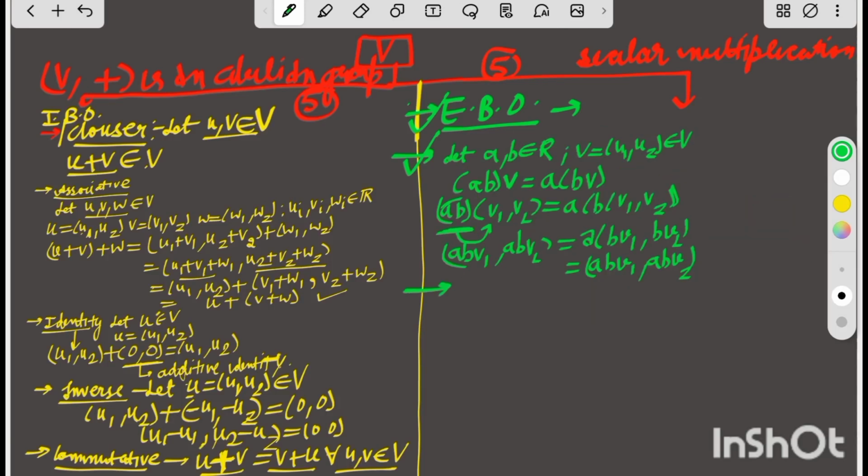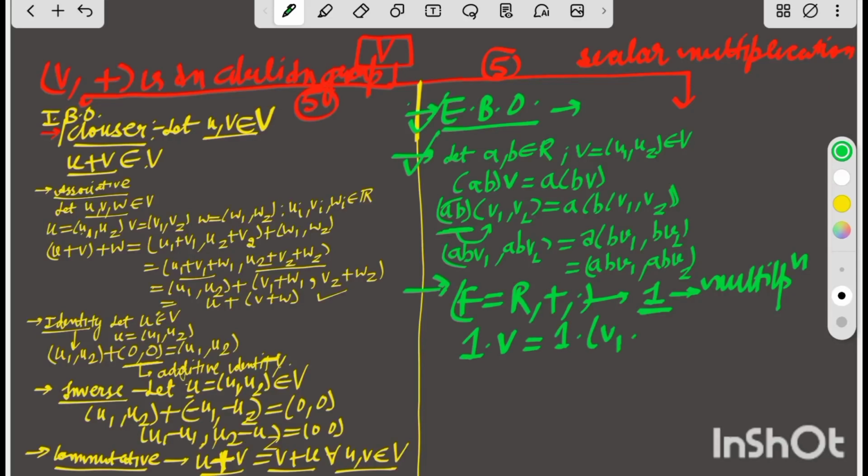Third property is identity. Since the field is the set of real numbers with respect to addition and multiplication, we have already seen that 1 acts as the multiplicative identity. And if we multiply 1 with any vector V, we multiply it component-wise and get the same result. This implies the third property is also satisfied.